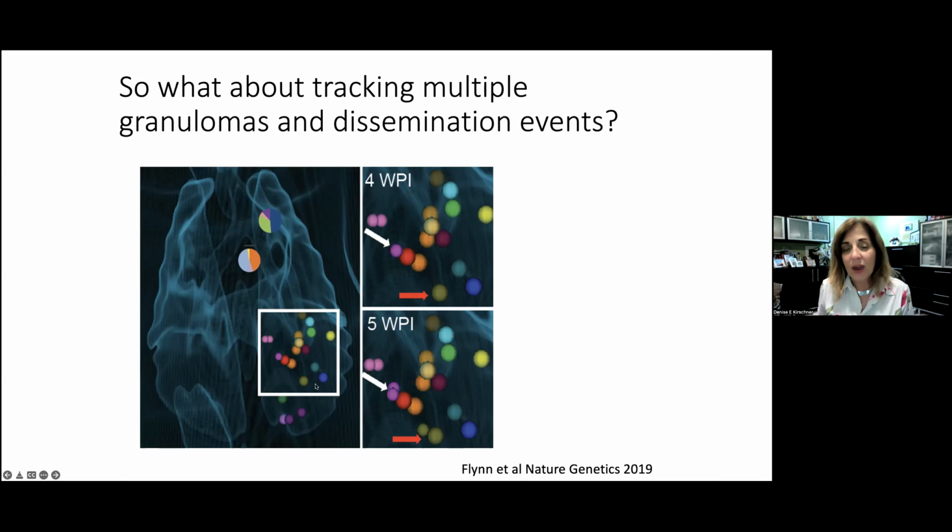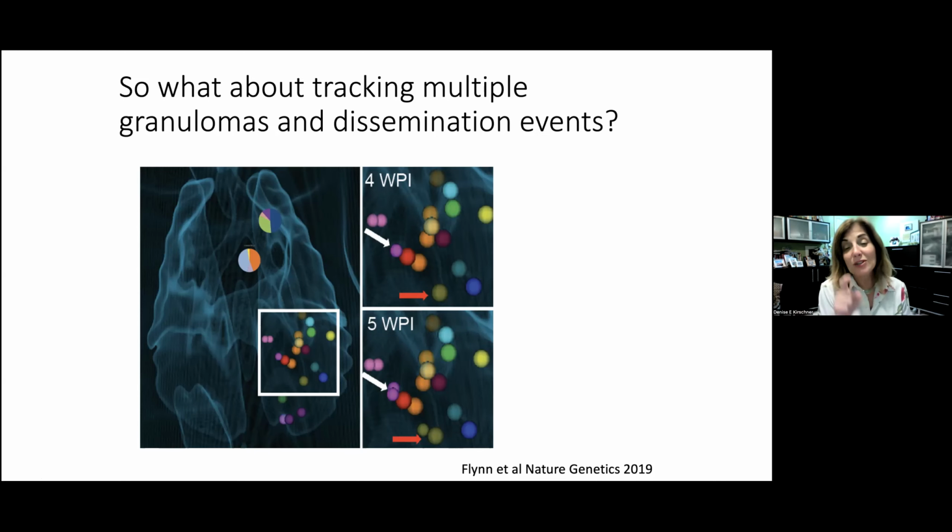And we can see where they are. They all sort of ended up in this lower left lobe of the lung. But here's something interesting. Looking at them this way, here at 4 weeks post-infection, you can see one granuloma, and later we can see it split into two. So we have to be able to model that.